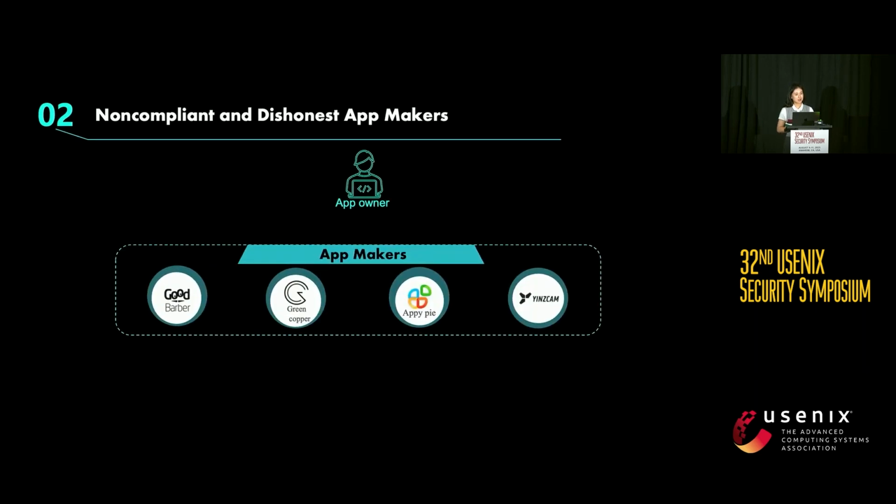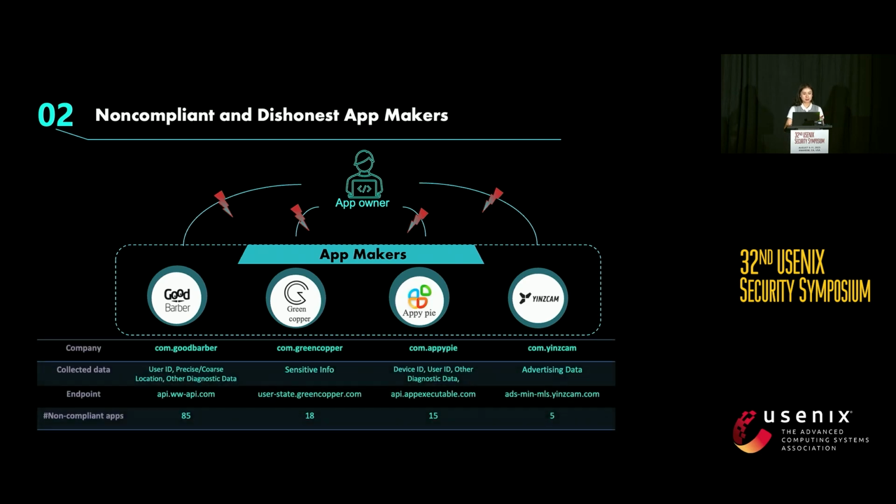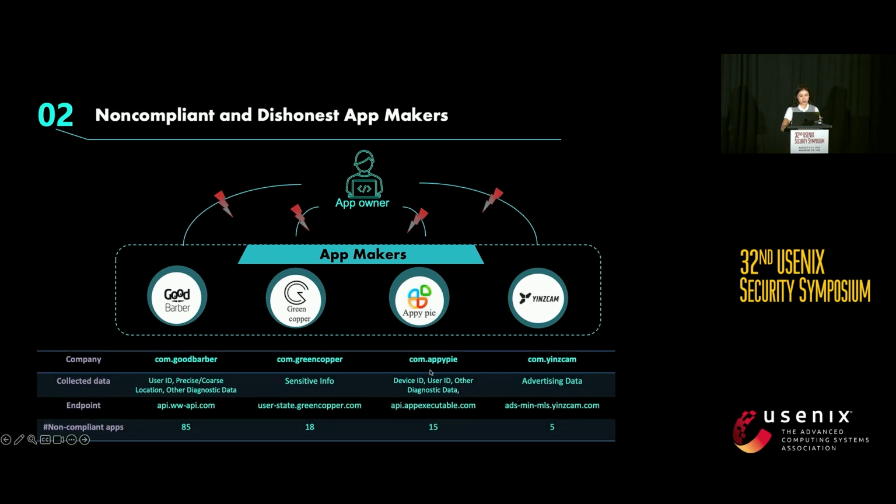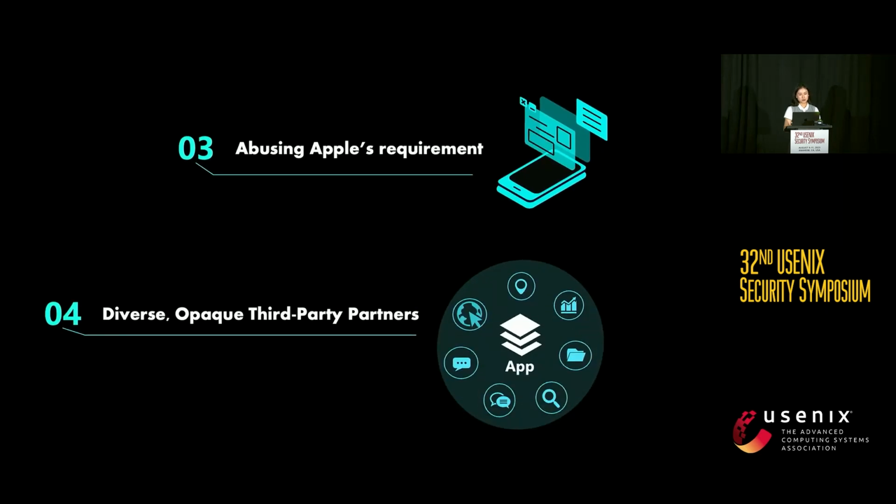And the second is non-compliant and dishonest app makers. Many app owners delegate the app development to app makers. However, the data collection practice of app makers is opaque to the app owner, who is responsible for filling in the privacy label. In such a scenario, app makers can be dishonest and stealthily collect the user data and send it to their own server. And in our study, we have found 9 app makers that distribute more than 100 non-compliant apps. For other root causes, please see the details in our paper.